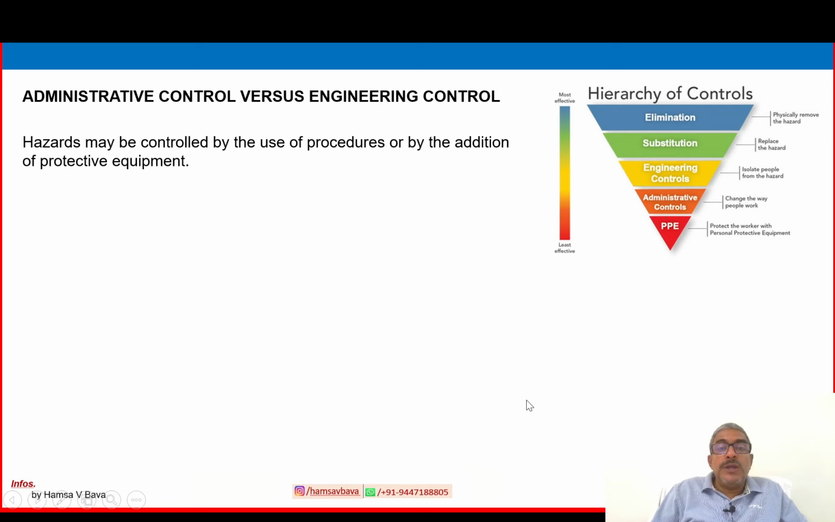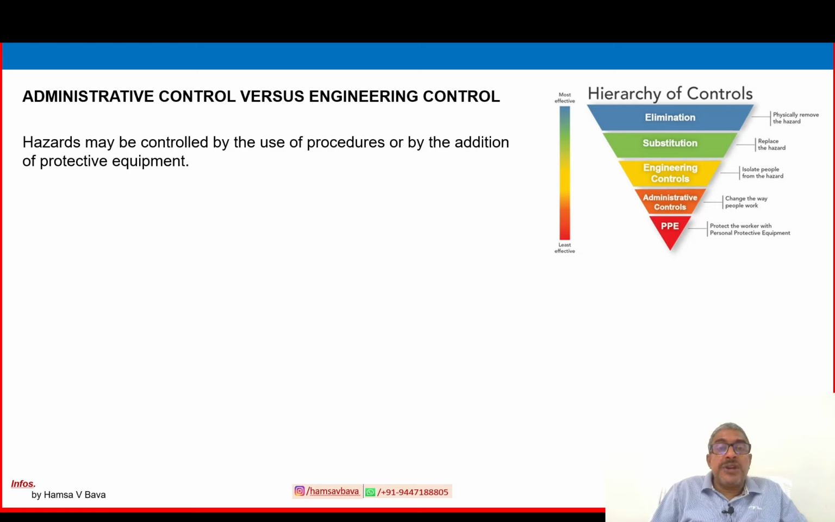Hazards may be controlled by the use of procedures or by the addition of protective equipment. All process industries use a standard code of procedures for each and every job, like override, isolation, or car seal, whatever it is. SOP, standard operating procedure, is used for each and every startup, shutdown, equipment isolation, vessel entry, confined space entry, etc.